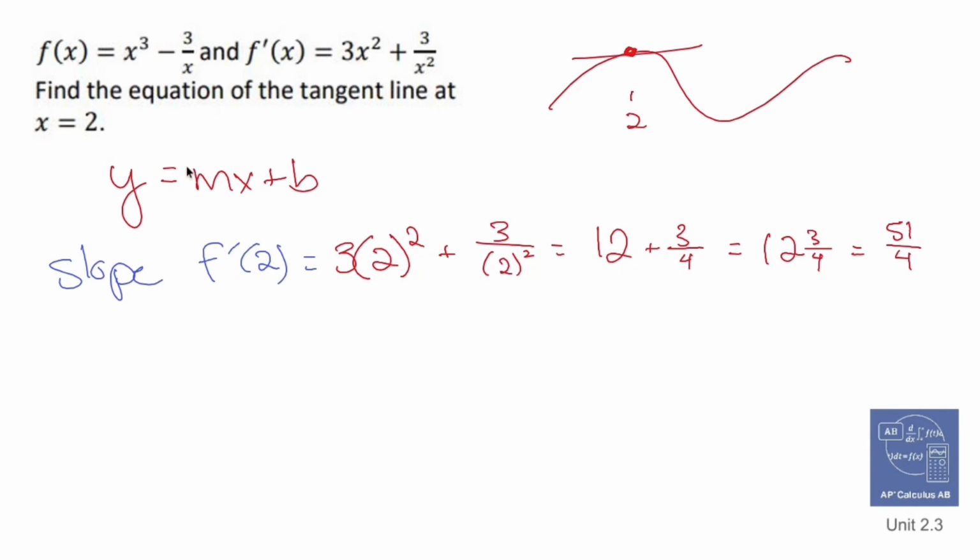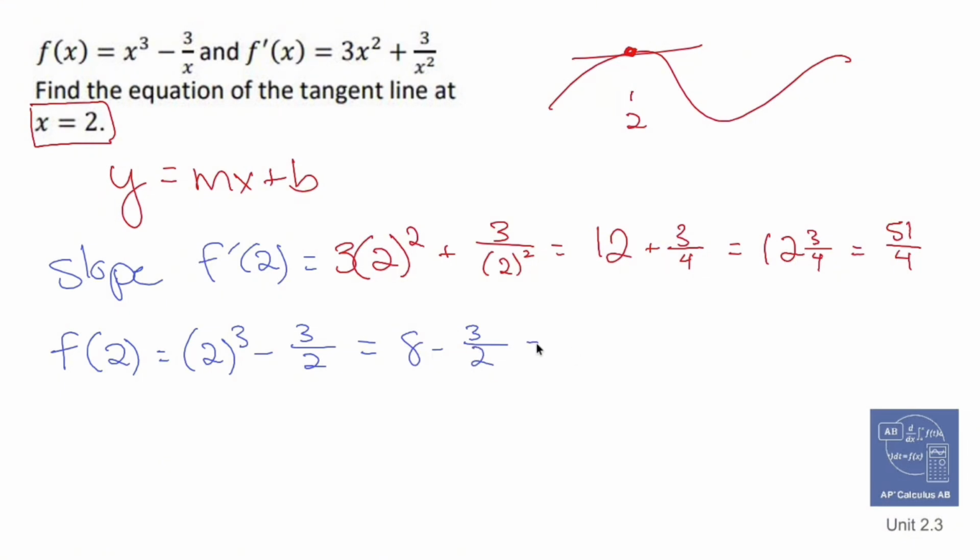What I don't have is a y-intercept. I don't even have a point. I have part of a point. So the way I find the other part of the point is I take 2 and plug it into the original equation to get the y value of my point. So let's quickly do that. f of 2, not f prime, but f of 2 is going to be 2 cubed minus 3 over 2, which is going to be 8 minus 3 over 2. So 8 minus 1.5 is going to be 6.5, so 13 over 2.